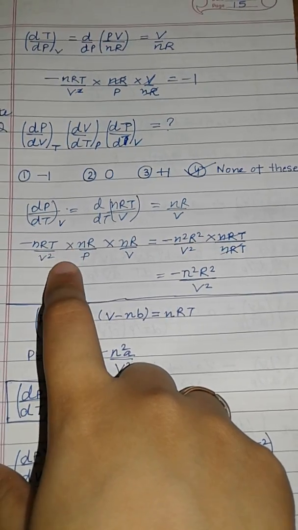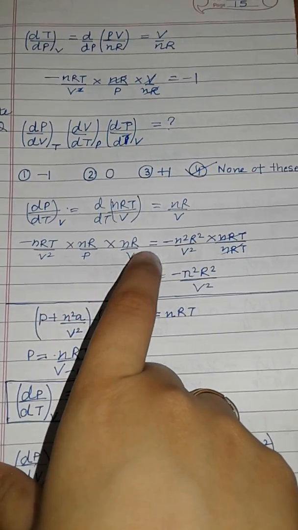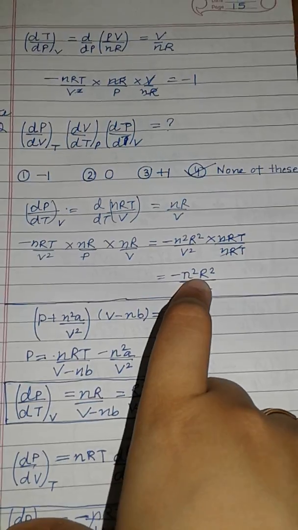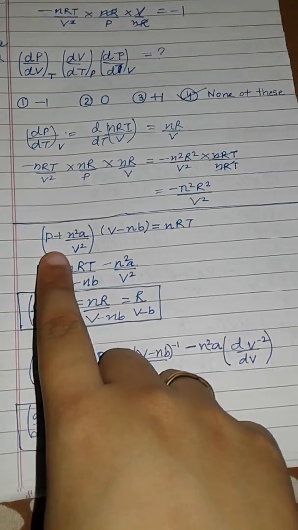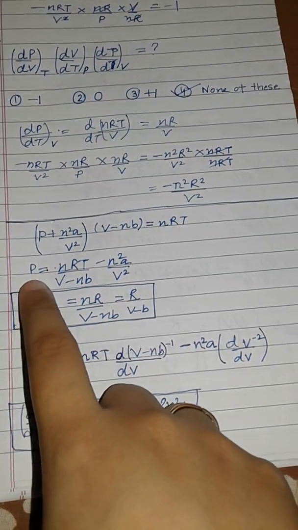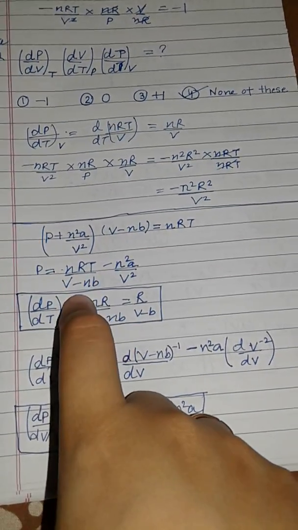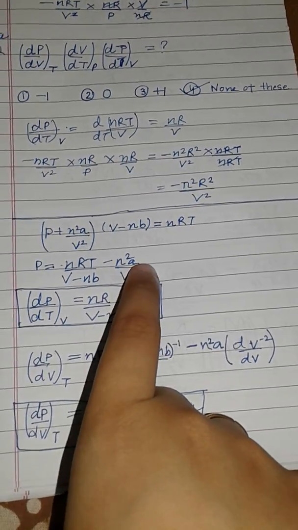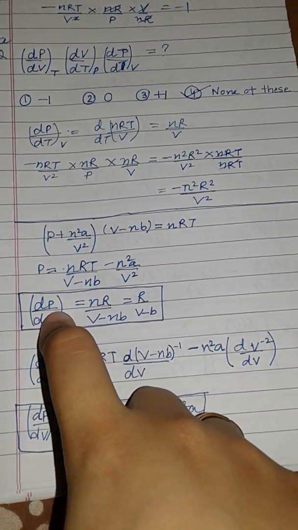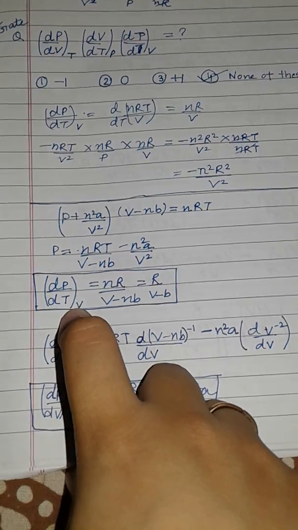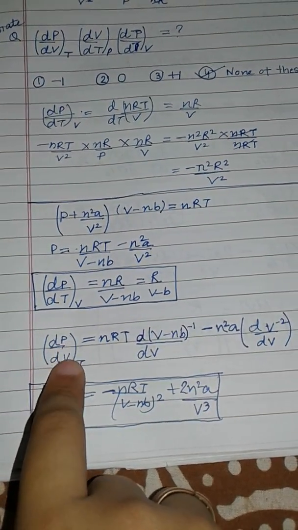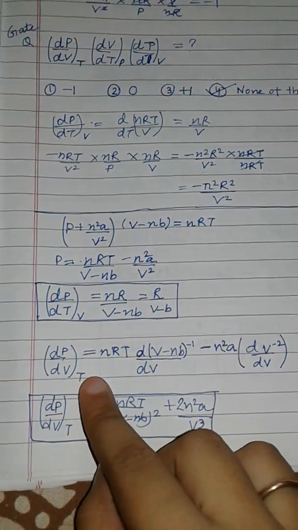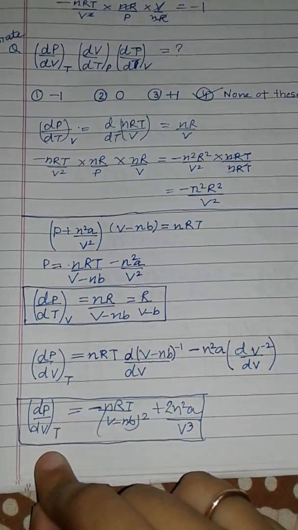will get minus nRT upon V square into nR upon P into nR upon V, which will be equal to minus n square R square upon V square. Now the van der Waals equation, if we solve for P, is P equals nRT upon V minus nb minus n square a upon V square. If we differentiate P with respect to T at constant V, we get this equation. If we differentiate P with respect to V at constant T, we get this equation.